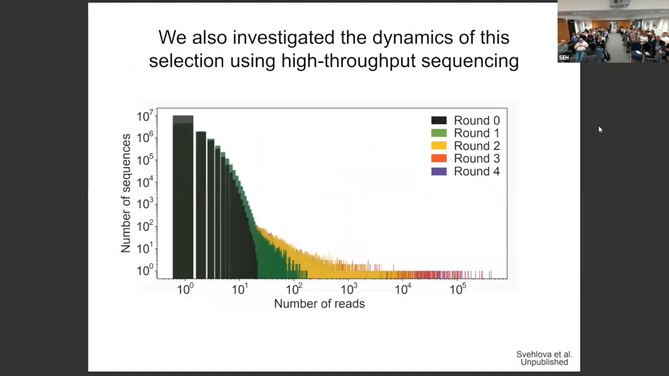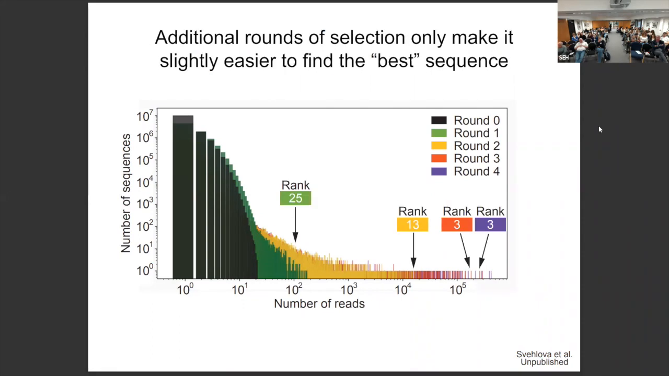We have also looked at the dynamics of this artificial evolution process. What we did is take the secondary structure library and perform either 1, 2, 3, or 4 rounds of selection. We then characterized the molecules by high-throughput sequencing. As you can see, as more rounds of selection are performed, the separation between the starting library shown in the back and the evolved library becomes larger and larger. That seems kind of intuitive. What we were particularly interested in knowing is where does the best sequence occur in each of these rounds? And here is the answer.